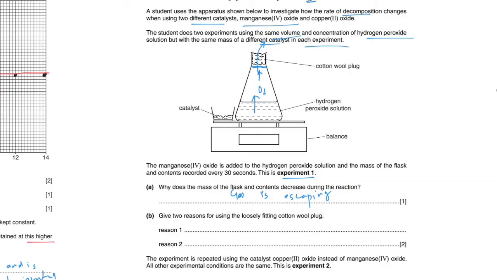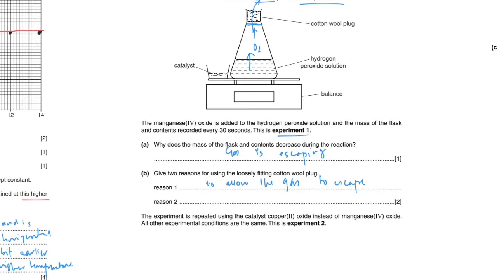And why is it loosely fitted? So that the gas can be allowed to go out. So what will be the reason 1? Reason 1 will be to allow the gas to escape. And we use the cotton wool because we didn't want liquid to escape. So the reason 2 would be so that liquid does not splash out.